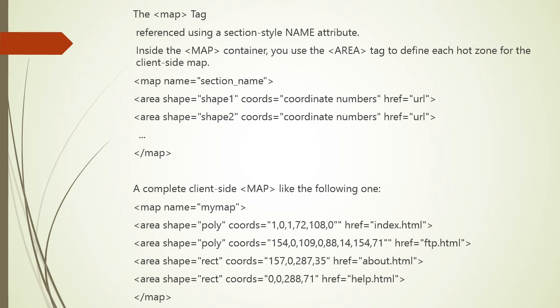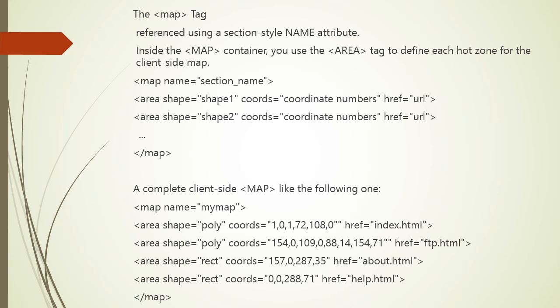Here is how it works. map name is equal to section name, area shape is equal to shape1, coords is equal to coordinate numbers, href is equal to URL, shape2 like that. Then close the map tag, /map. Notice that most of the information required for the area tag is available to you in your map definition file. So you can come up with a complete client-side map like the following one.